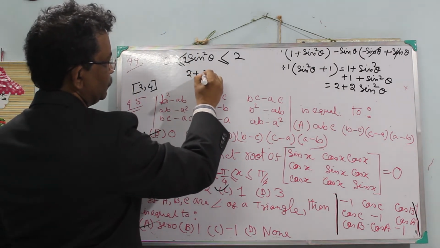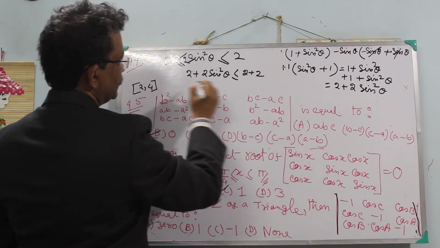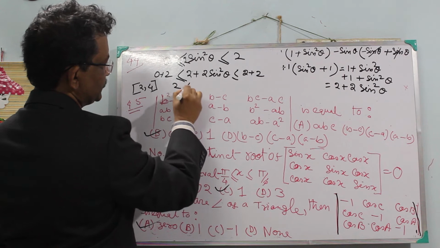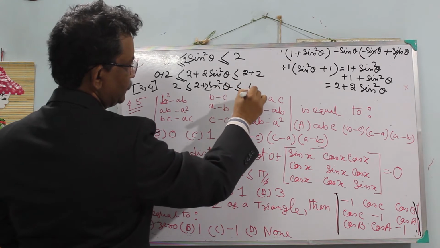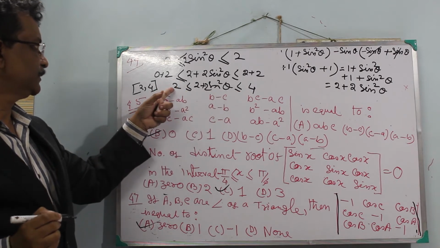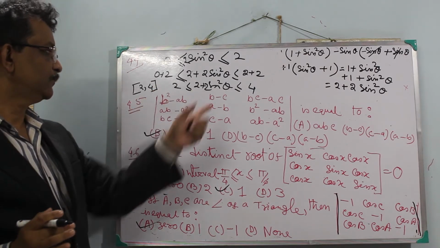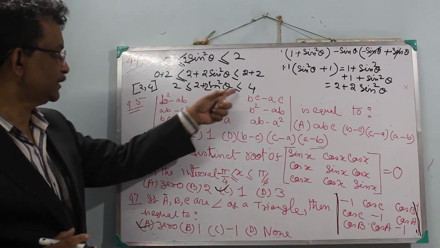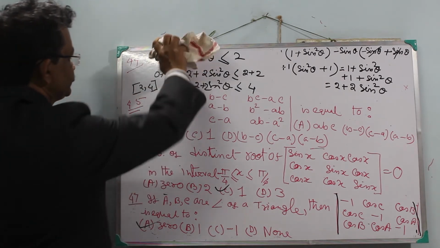And here it is 2 plus 2 sine square theta. So we add 2 to both sides, 2 plus 0, 2 plus 2. So it becomes 2 less than or equal to 2 plus 2 sine square theta less than or equal to 4. So 2 plus 2 sine square theta is less than or equal to 4 and greater than or equal to 2. So the determinant value lies between 2 and 4. So the correct answer is 2 to 4 including 2 and 4, because the equal sign is also here. Clear? Now the next problem.